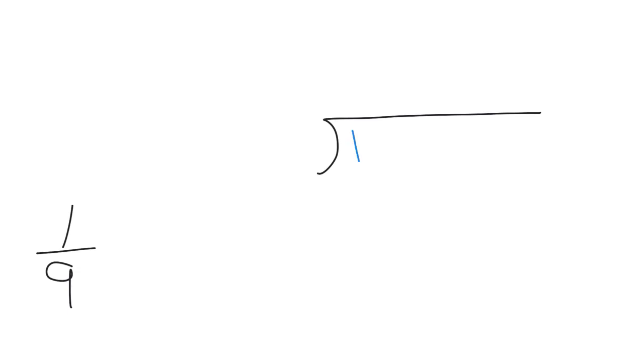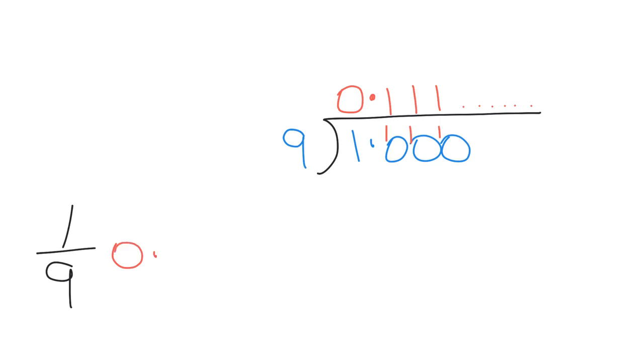1/9 is 1 divided by 9. Let's add some zeros and look for a pattern. So 9 into 1 doesn't go. Write down the 0 in the decimal point and carry the 1. 9 into 10 goes once and 1 left over. There's a pattern. So this is equal to 0.1, and the 1 keeps repeating. 0.1 recurring.